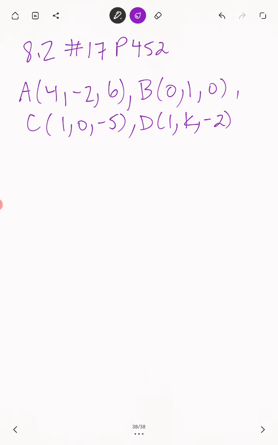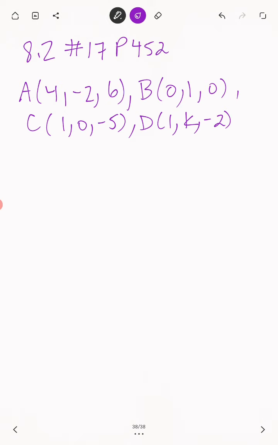Okay, so the question says determine the value of k such that all of those points, A to D, lie on the same plane. All right, so we really need to think about this. There are actually many different ways to do this question, but I believe that I have found a really good efficient way. So I'm going to show you how to do that now.